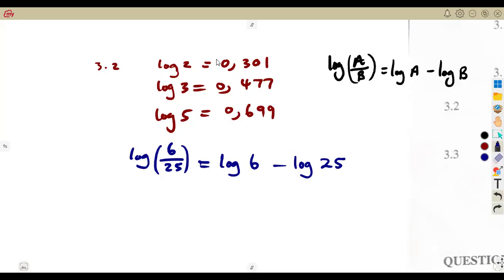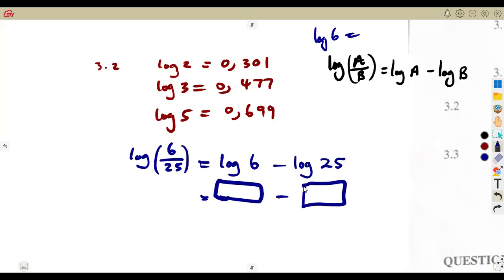Let's say, guys, they gave you log 6, its value, and they gave you log 25. You are going to simply subtract. You're going to substitute the value for log 6. You subtract for log 25. But guys, they gave us something else.